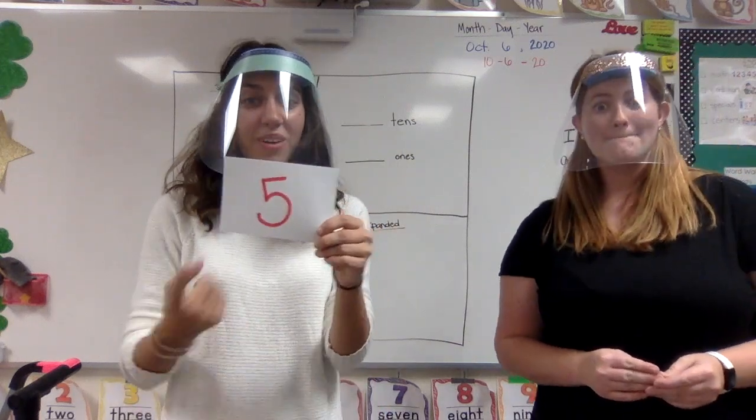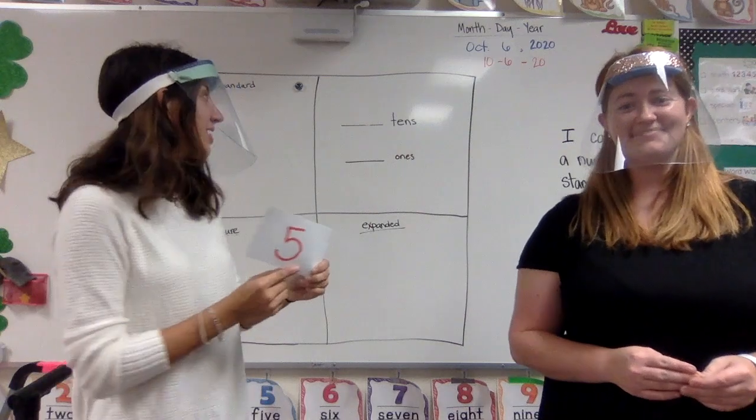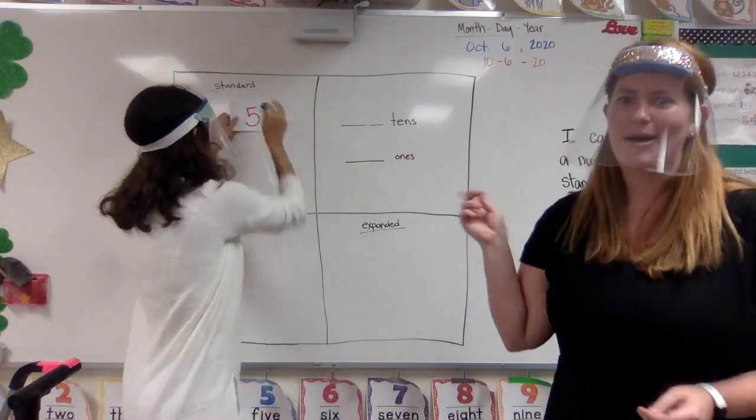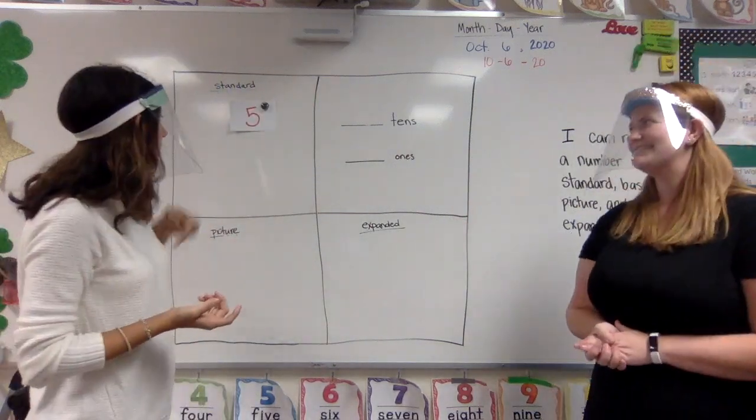All right, Miss Lime, I'm going to grab one. Oh, it's the number 5. So this would be my standard form. That's right. That's how I would normally see that. Yeah, that's how we would normally see 5.